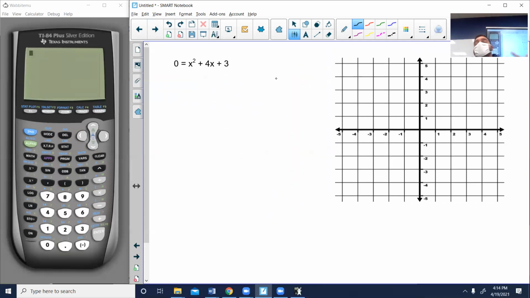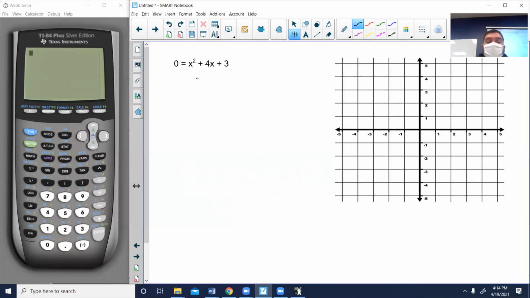Stop talking. We have one more problem with 0 equals, so you're finding the solution or solutions to this problem. This over here is x squared plus 4x plus 3. We're gonna find the solutions. First I'll do it by hand, and then I'll show you how to do it on a calculator.